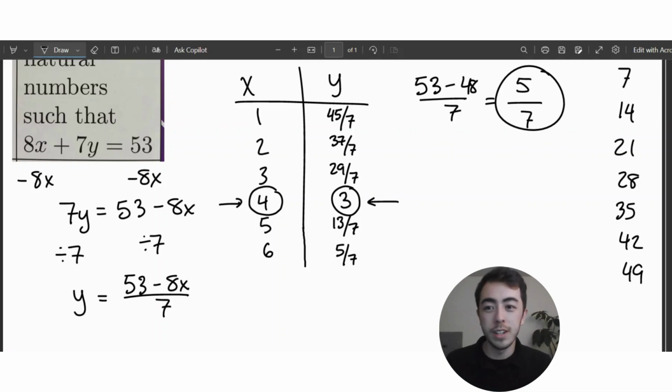So now we're all done. We know that the only natural number solutions are 4 and 3. We found out that x is 4 and we solved the problem, and we're all done.